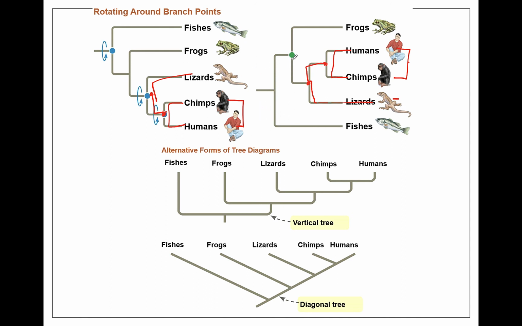So you can do this horizontally, or we can have these kind of vertical diagonal trees. So we've got the same relationship here. Chimps and humans are sister together here and here. And then that group of chimps and humans is sister to the lizard groups there and there. So all of these trees show the exact same relationships between humans, chimps, lizards, frogs, and fishes. They're just slightly arranged differently.